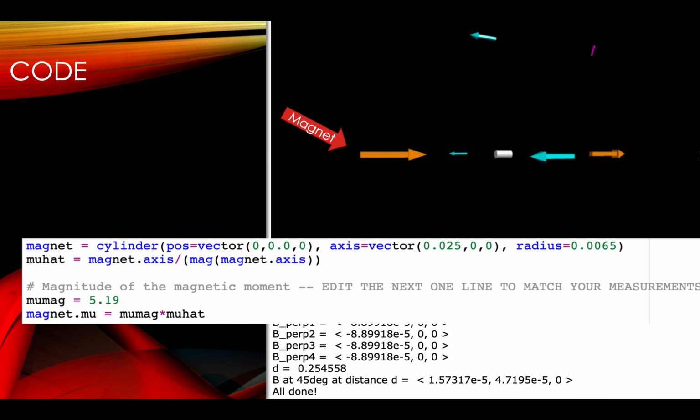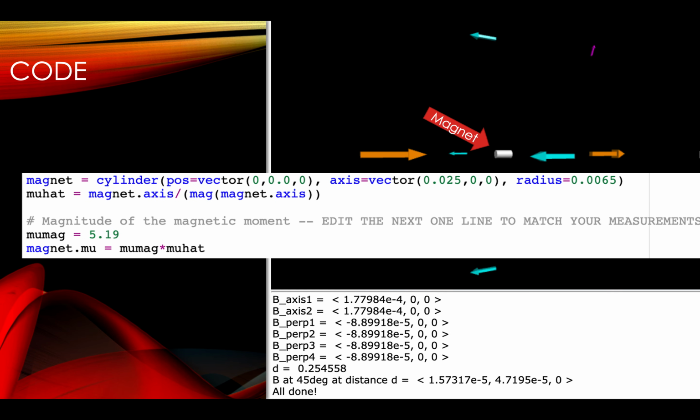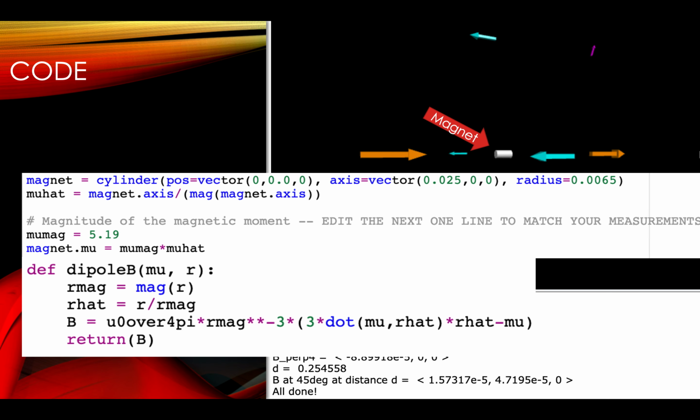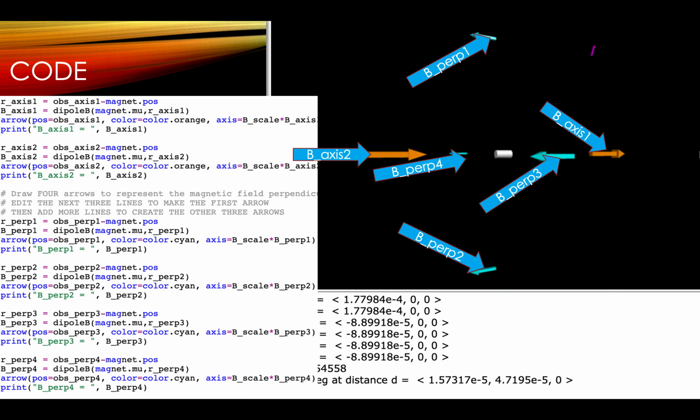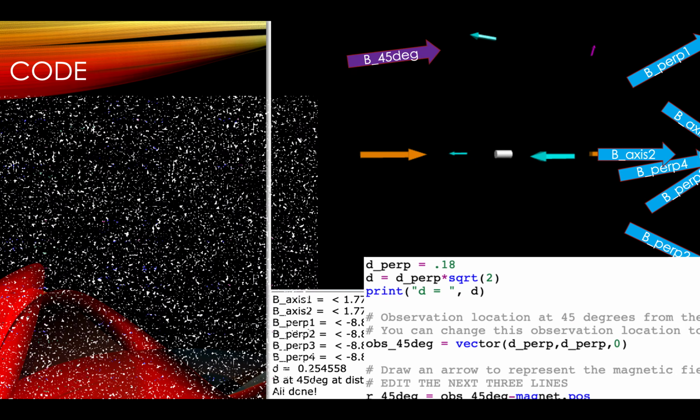In my code, I begin by defining the magnet and its moment from my experimental calculations. And then I define a function to calculate the magnetic field using the magnetic field of a magnetic dipole moment that I showed earlier. Here, I define observation locations surrounding my magnet and use them to create R vectors, which I then use to call my function to determine the magnetic field at that location and make arrows showing the magnetic field at those observation locations.